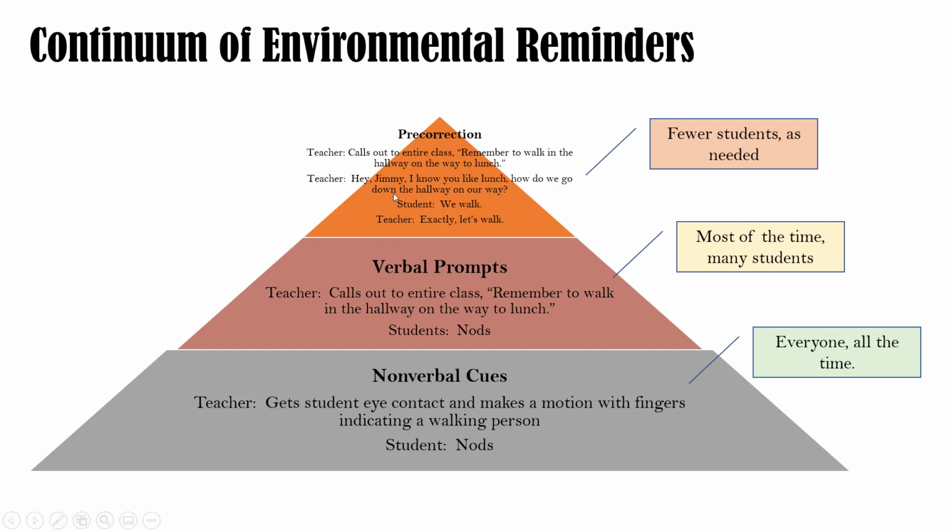And here's another example of it. The teacher calls out to the entire class, "Remember to walk in the hallway on the way to lunch." That would be the same as your verbal prompt, because remember, pre-correction includes the verbal prompts, and then you're going to ask some students questions. So then the teacher says, "Hey Jimmy, I know you like lunch. How do we go down the hallway on our way?" And he says, "We walk." And she says, "Exactly, let's walk." I would actually suggest that you ask at least one or two other students a question before you come to Jimmy, and that way he doesn't seem like he's being targeted, at least if you do pre-correction a lot.